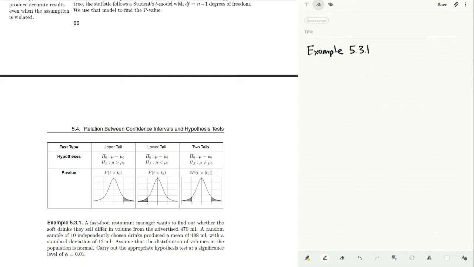So let's first identify the hypotheses for the test. So we want to test whether the volume of the soft drinks differ from the advertised 470 milliliters. So this tells us that the null hypothesis is that the mean is equal to 470, and the alternative is that mu does not equal 470.